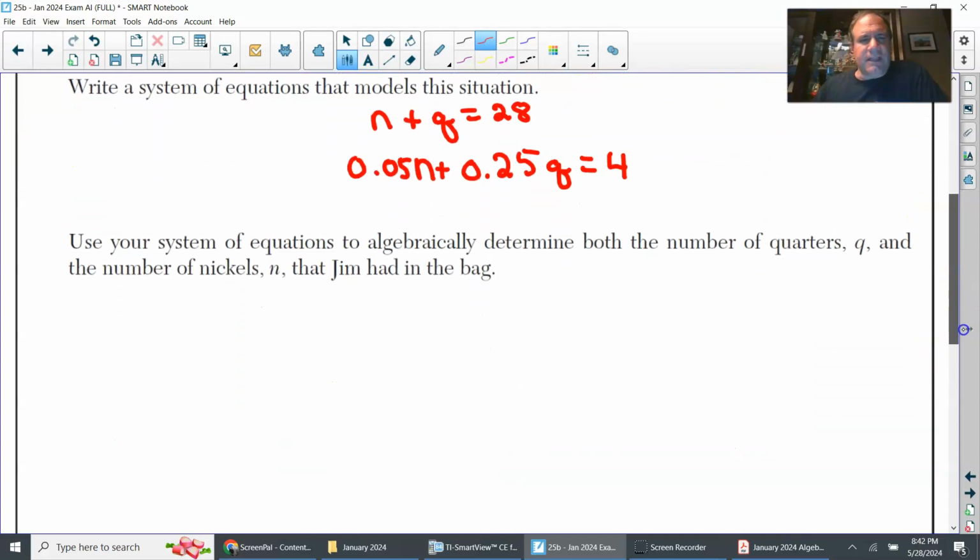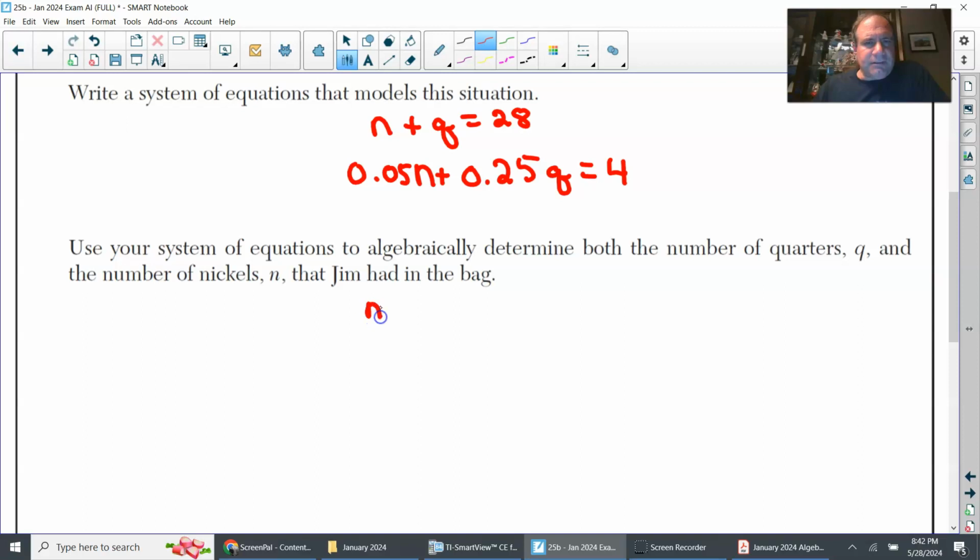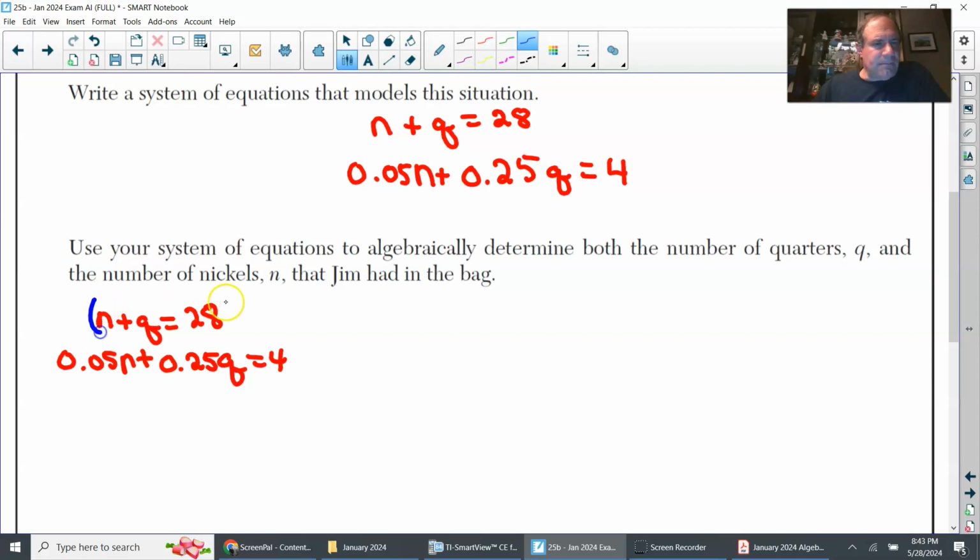Use your system of equations algebraically to solve. So we have N plus Q equals 28, and then 0.05N plus 0.25Q equals 4. I'm going to get one of these to cancel out, and I'm just going to multiply by negative 0.25. Again, I could use substitution for it, but I'm not going to.